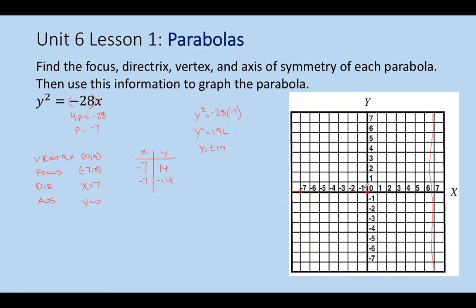So I would say negative 7 for x. I got positive 14, which would be way up here somewhere, and negative 14, which would be way down here somewhere. And so we wind up with something very wide that looks something like this. All right, so there you go. That's graphing parabolas. I'll call this section 1. We'll do section 2 in another video, or learning target 2.